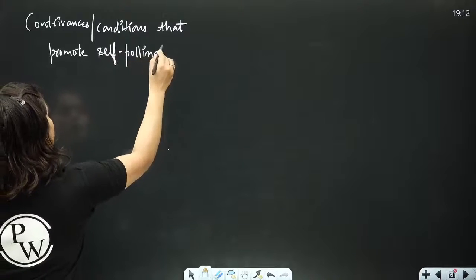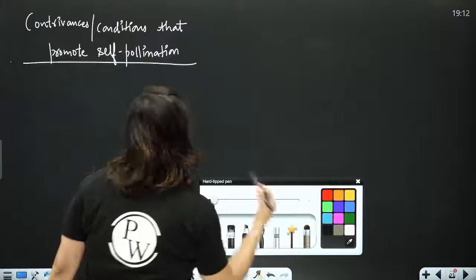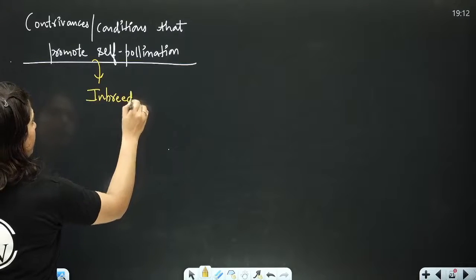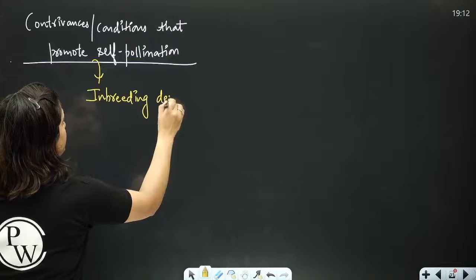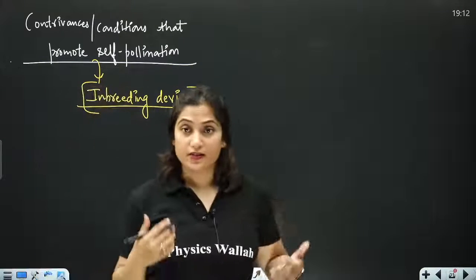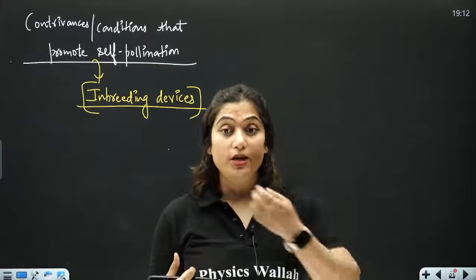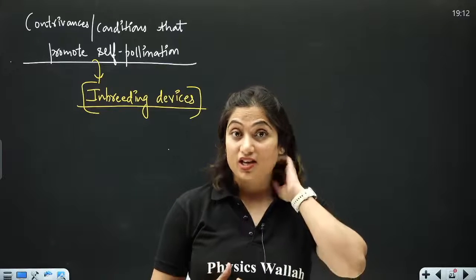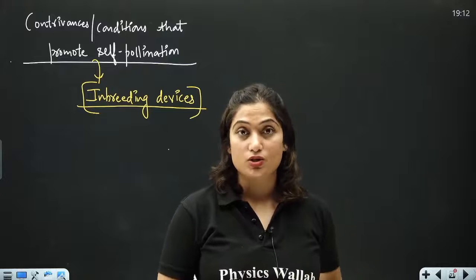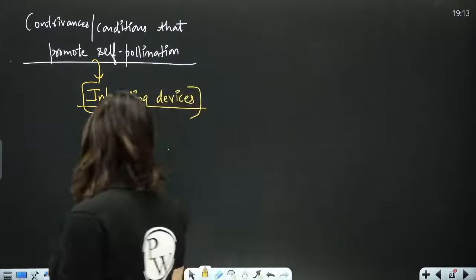All those conditions which promote self-pollination are called inbreeding devices. Why are they called inbreeding devices? Because if the plant continues to self-pollinate, there will be no change in the genetics. So it will be inbreeding. All those devices, all those conditions that promote self-pollination, promote inbreeding depression, right? That is why they're called inbreeding devices.